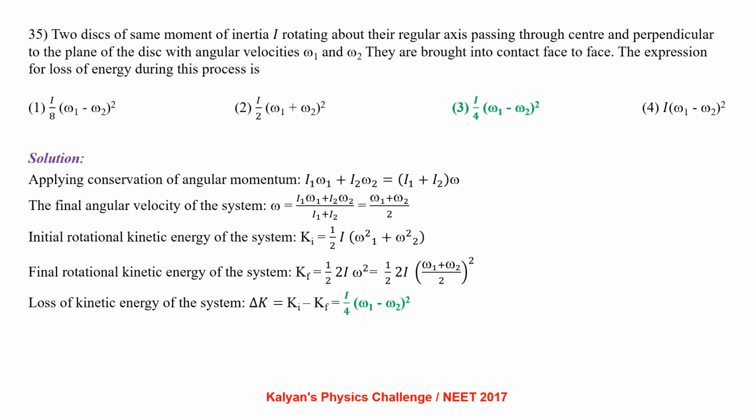First of all, applying conservation of angular momentum, we get I1 omega 1 plus I2 omega 2 equal to (I1 plus I2) omega.